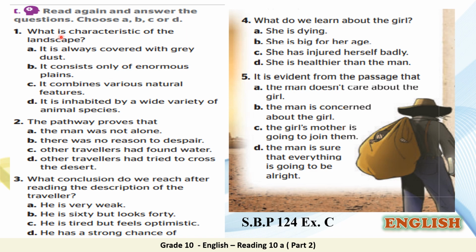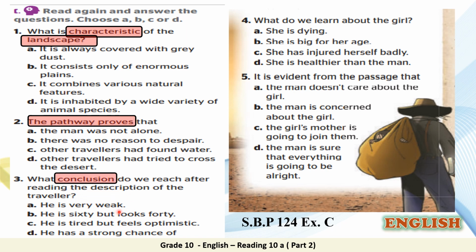Number 1. What is characteristic of the landscape? So the keywords here are characteristic and landscape. How would you describe the landscape? Question 2. The pathway proves that. The pathway proves. What does it prove? Question 3. What conclusion do we reach after reading the description of the traveler? Can you point to the keywords here? Let's find them together. Conclusion. Do we reach after reading the description of the traveler?